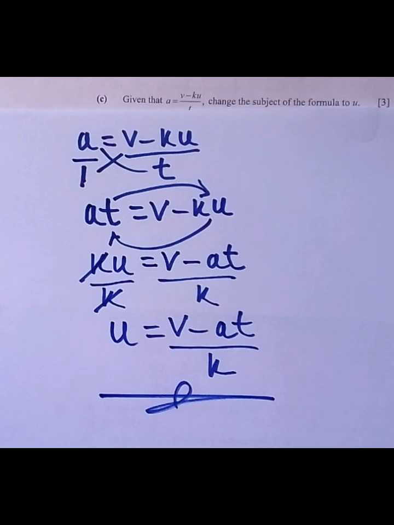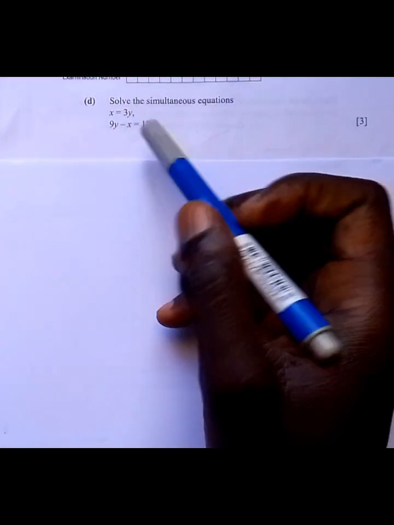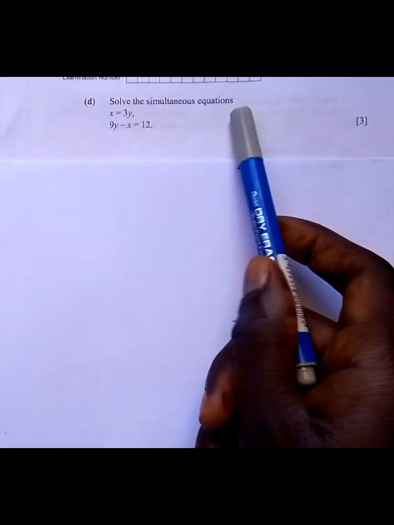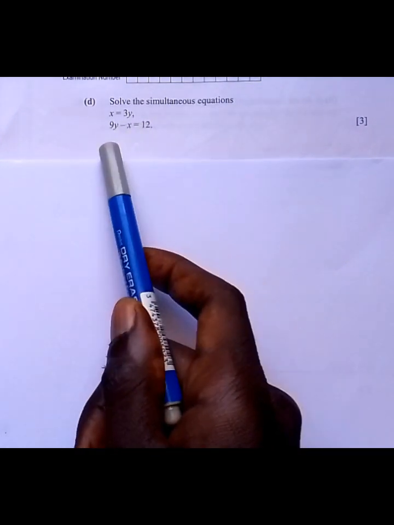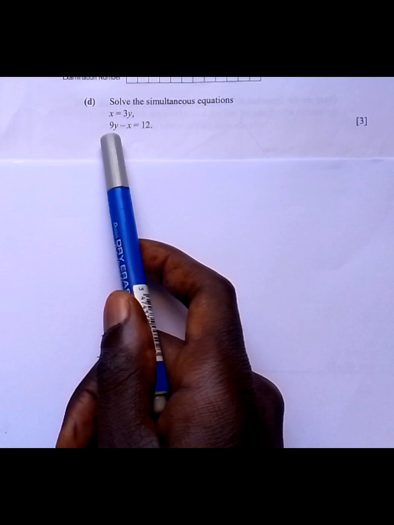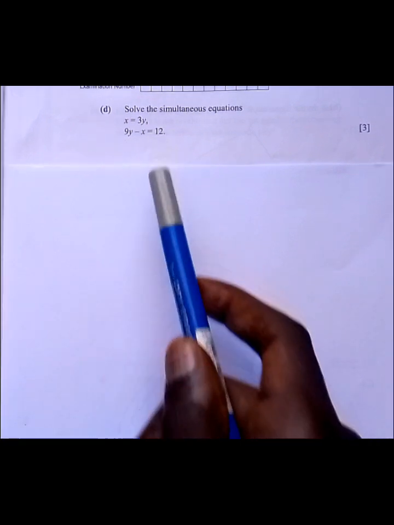We go to the last part of the question, which is 4d. Question 4d is a question on simultaneous equations. It reads: solve the simultaneous equations x equal to 3y, that's equation 1. Equation 2, 9y minus x equal to 12. There are 3 methods when it comes to solving simultaneous equations at grade 9: graphical method, substitution method, and elimination method. Using any of those 3 depends on the nature of the question.